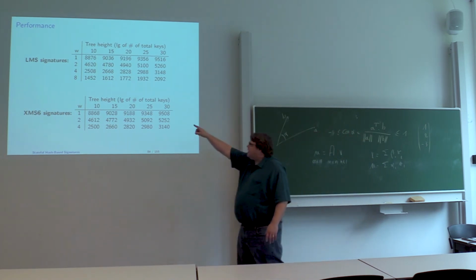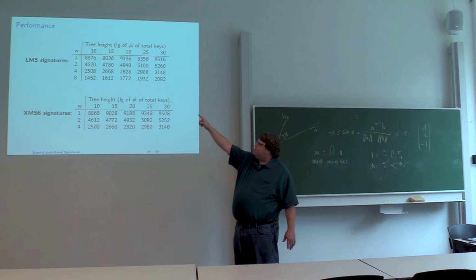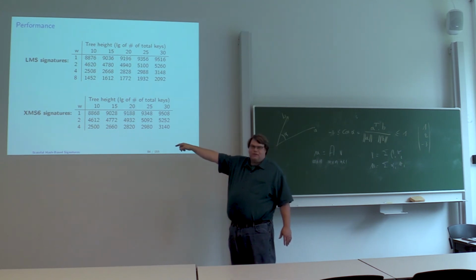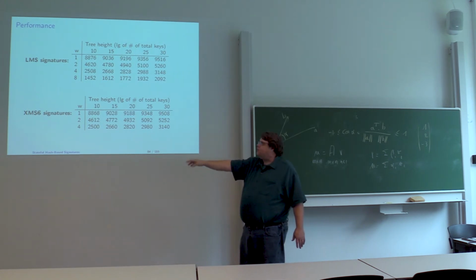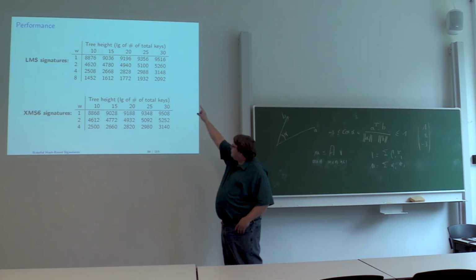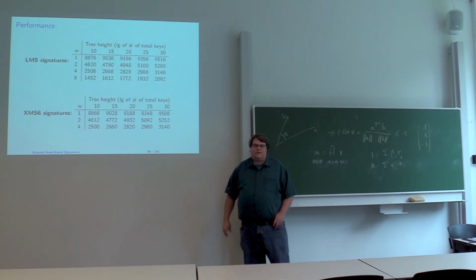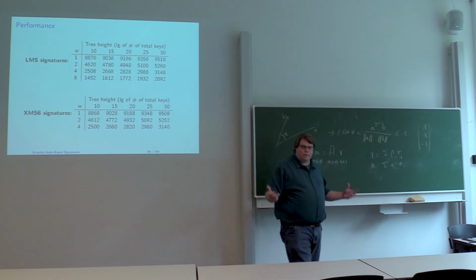One thing that's a little tricky is LMS signatures are defined for W equals 1, 2, 4, and 8, whereas XMSS is only defined for 1, 2, and 4. So you kind of have to notice that when looking at the table. But if you look, all of these are within maybe 50 or 60 bytes of each other, right? So the signatures are very similar, okay?